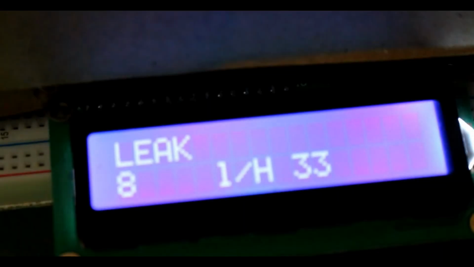If we could overcome this problem, if we can use another microcontroller that can take the data simultaneously, by that way we can detect our leakage problem accurately.